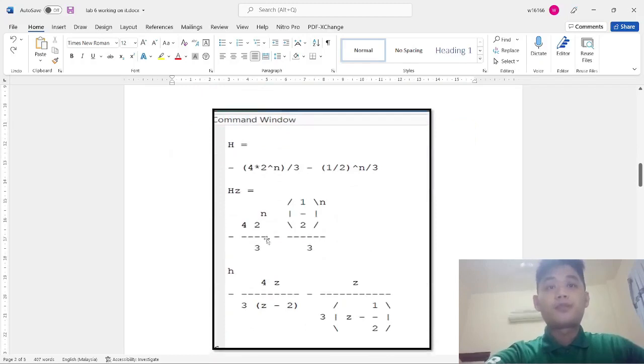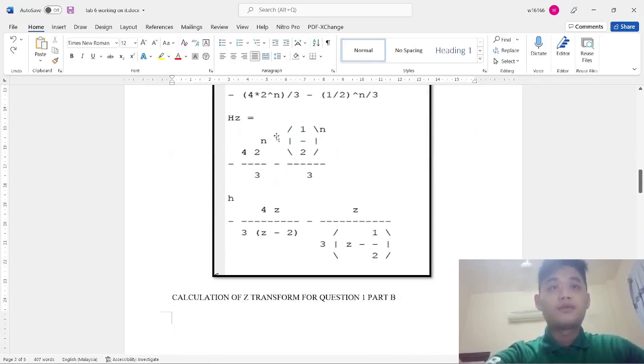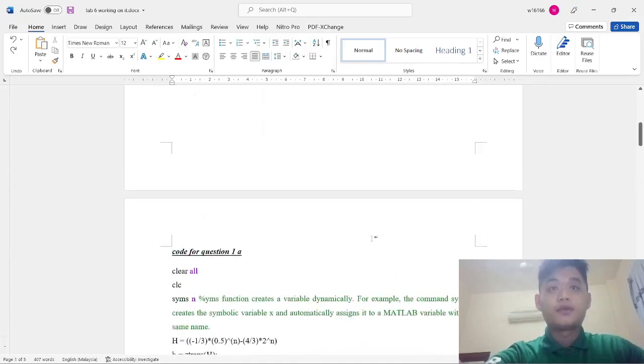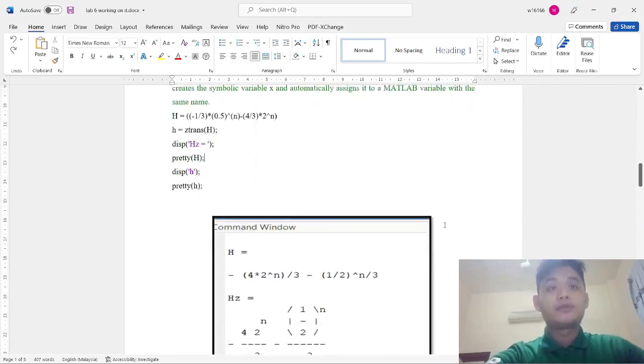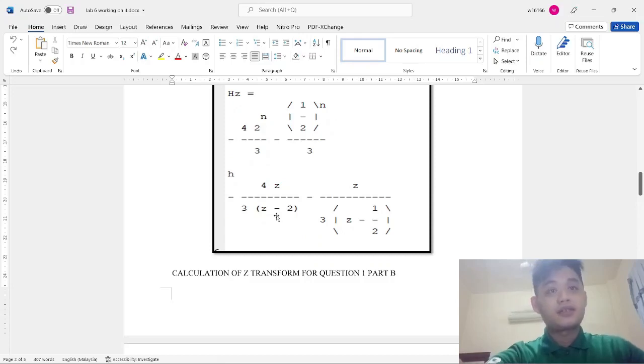The output is negative 4z over 3 bracket z minus 2 minus z over 3 bracket z minus half. So the output is the same as this, as we can see here: negative z over 3, z minus half, negative 4z over 3 bracket z minus 2. Exactly, they're just the same.